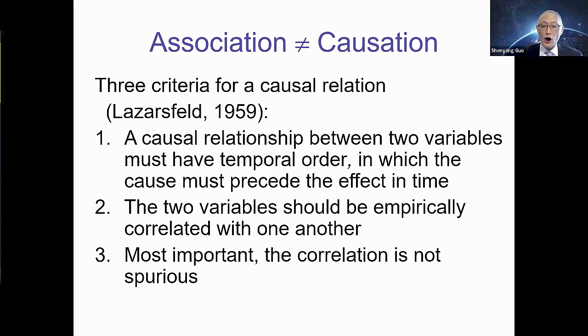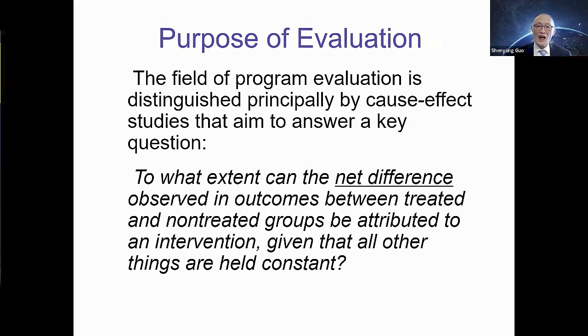Most importantly, the correlation is not spurious. That really means when we control for common causes of these two variables, we still observe a non-zero correlation between the two variables. If these two variables meet all these three criteria, we probably can say that there is a causal relation between these two variables.